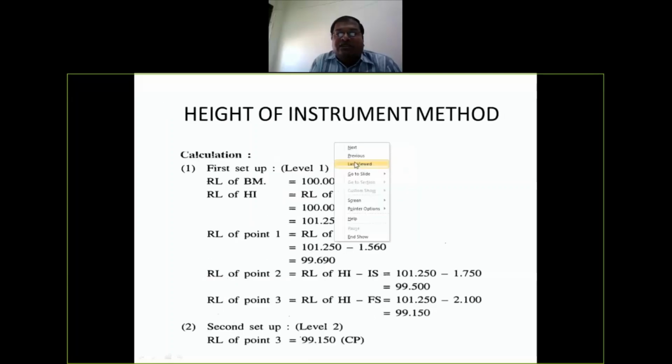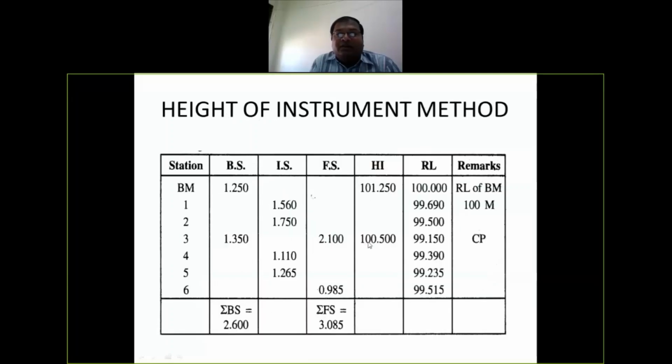Okay, now come to that particular table. In the same way, you can see all the calculation here that I have done. Okay, 100, then 99.690 RL, 99.500 RL, 99.150 RL, 99.390 RL. So by this way you have to calculate RL of all these station points.